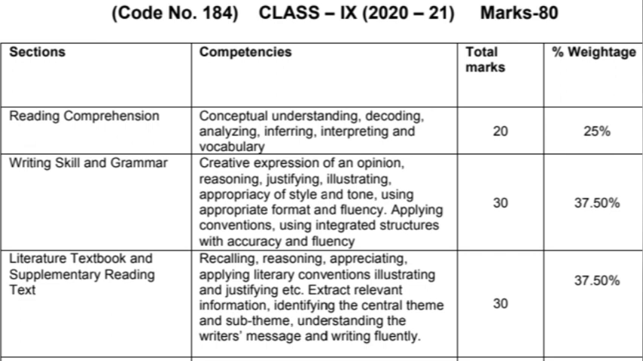So the literature section would be of 30 marks. In fact, you can see the mark weightage here also. Out of 80, for reading 25% mark weightage is there, and for writing and grammar and literature 37.5% mark weightage is there.